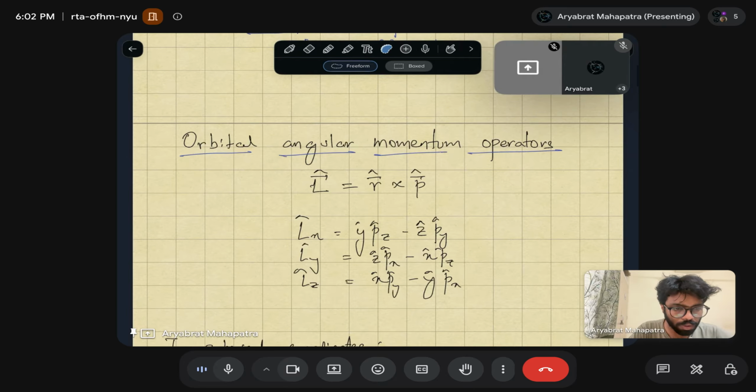We'll do some related problems, and that will essentially make you familiar with this kind of algebra related to angular momentum in quantum mechanics, which will be thoroughly used in your upcoming topics. So we'll start off with orbital angular momentum. Then we'll talk a little bit about spin angular momentum as well.